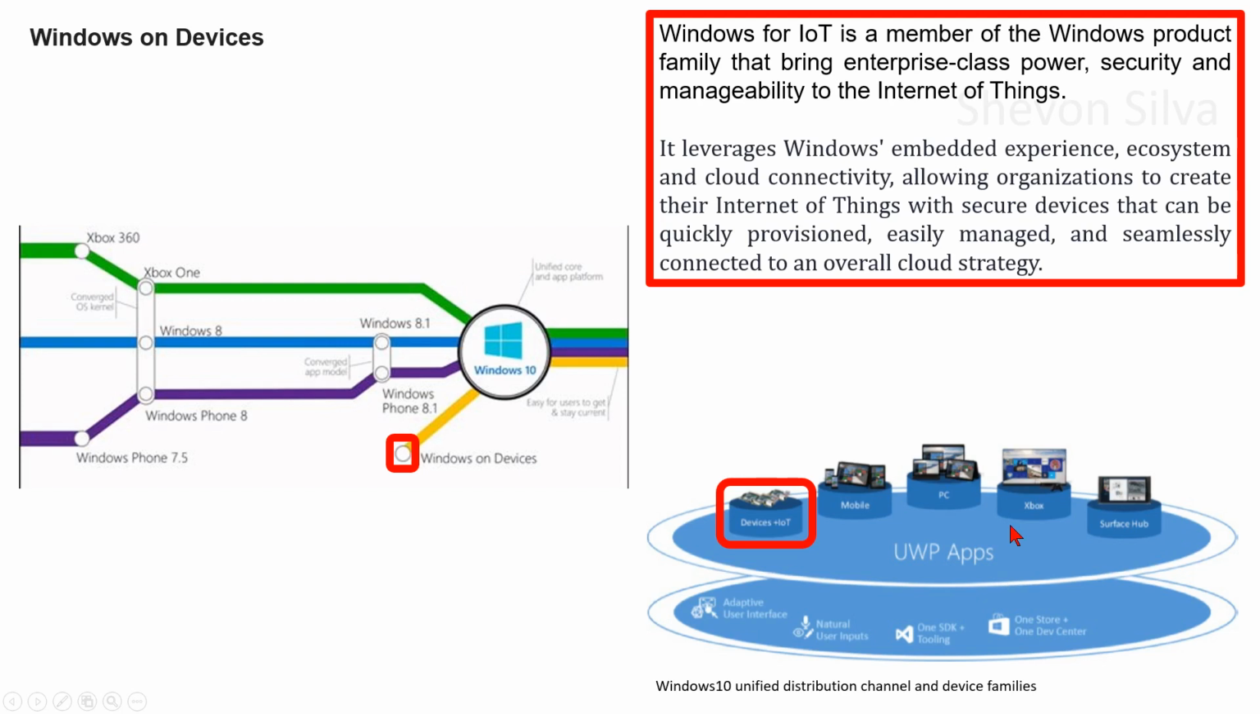Here you can see in UWP apps the device families: devices plus IoT, mobile, PC, Xbox, Surface Hub. Here you can see the services that are exposed by the UWP: adaptive user interface, natural user inputs, one SDK plus tooling, one store plus one dev center, and here you can see devices plus IoT.